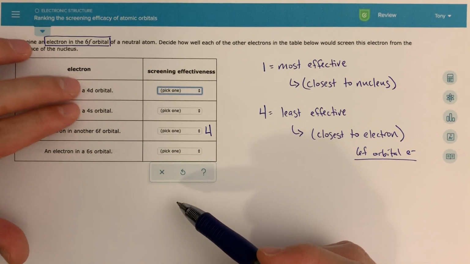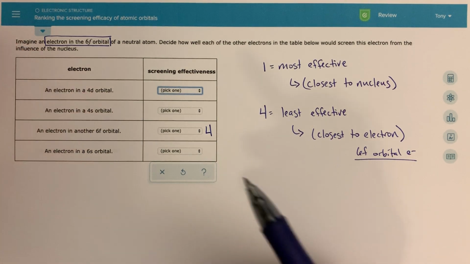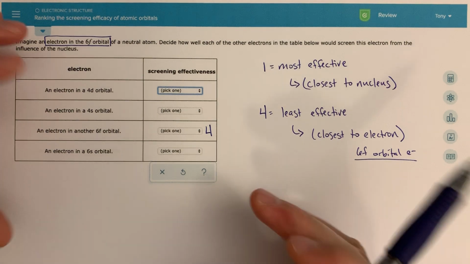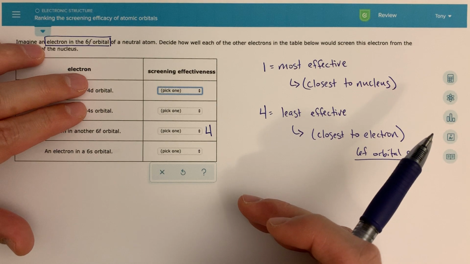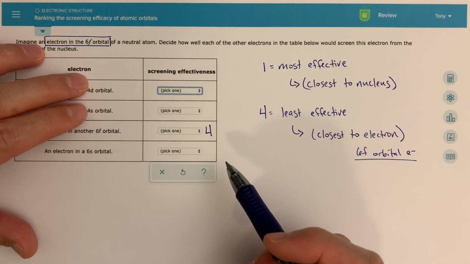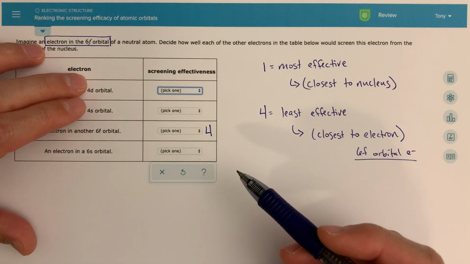So it's going to come down to 4s or 4d. Now, for the s orbitals, there's only going to be that one s orbital in whatever energy level you're talking about, and there are going to be 5 d orbitals and 3 p orbitals. But in terms of which is going to be more effective, the s orbitals are always going to be more effective in the same energy level. So it would go s, p, d, where the s orbital is the most effective.